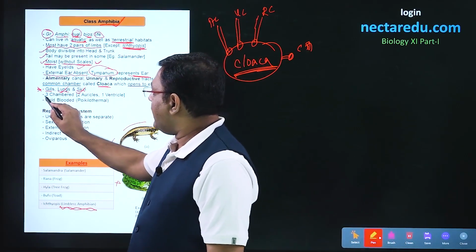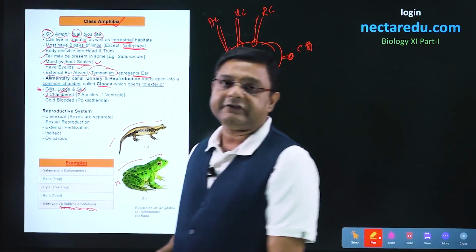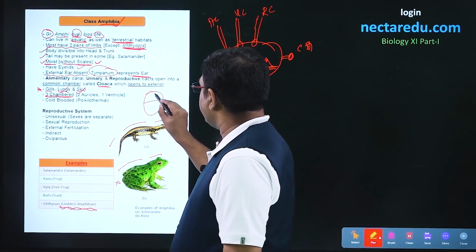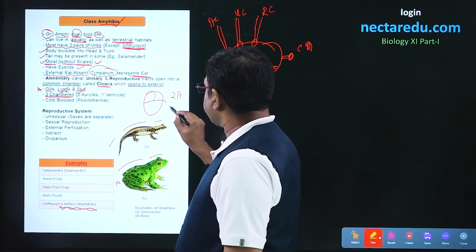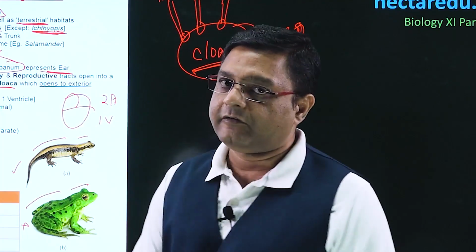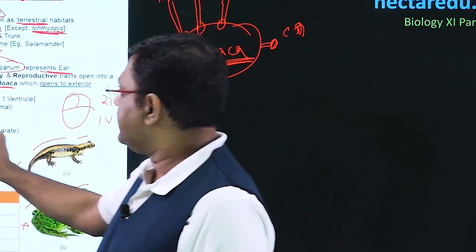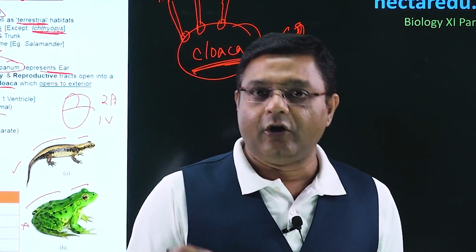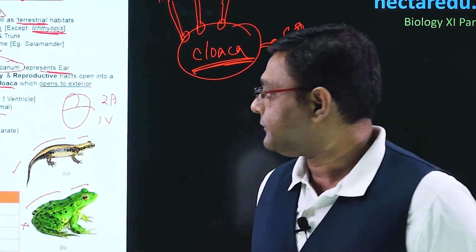After this, talking of the heart, the heart is three chambered in amphibians. If the heart is three chambered, then there will be two auricles and one ventricle. Amphibians are cold-blooded or poikilothermal animals, that is, they cannot regulate their body temperature.